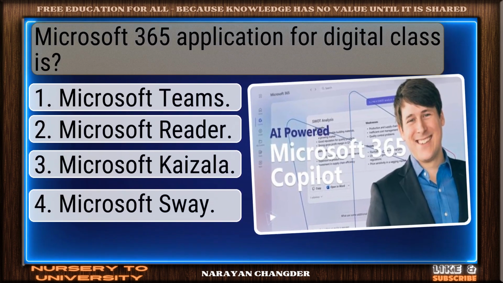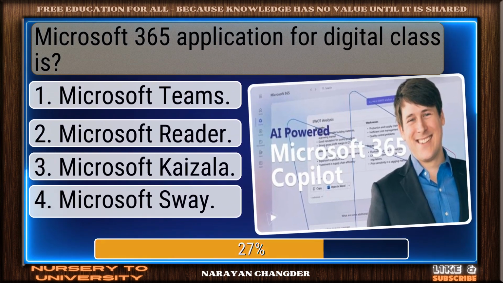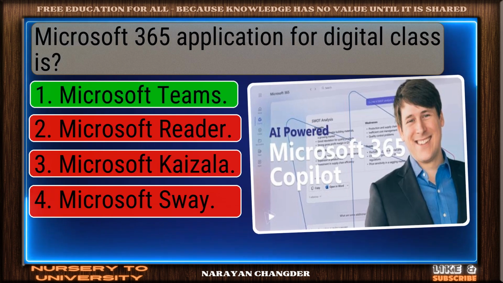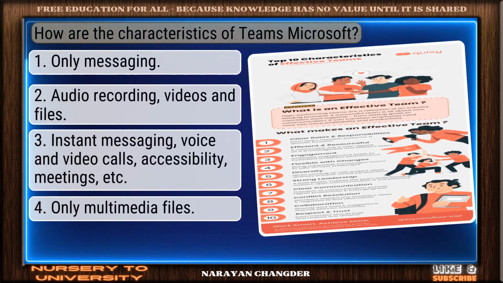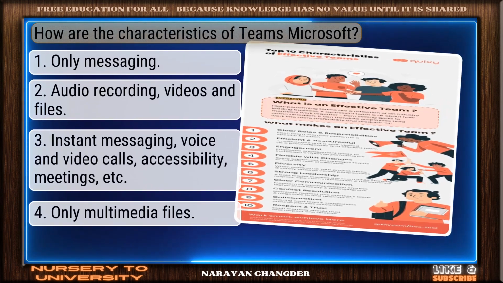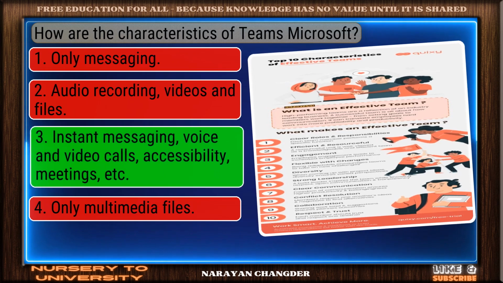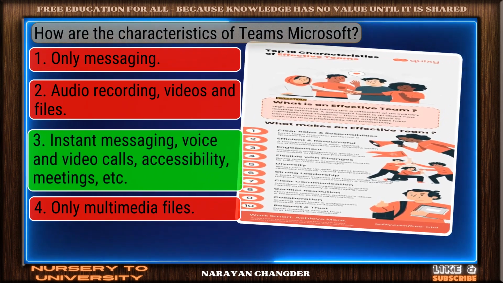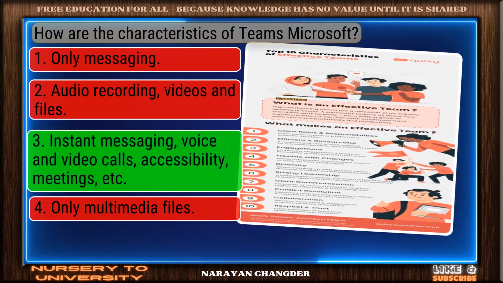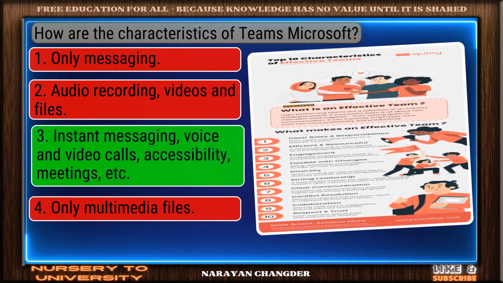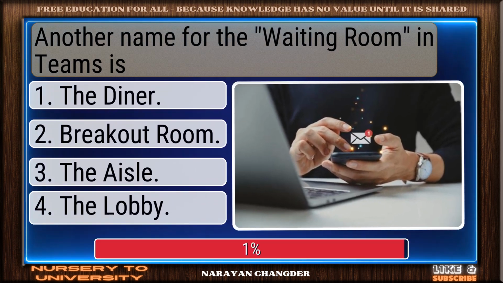Question number 23. Microsoft 365 application for digital classes. Well done. Microsoft Teams is the right choice. Question number 24. What are the characteristics of Microsoft Teams? Good thinking, instant messaging, voice and video calls, accessibility, meetings, etc. is the right answer. Question number 25, another name for the waiting room in Teams is?